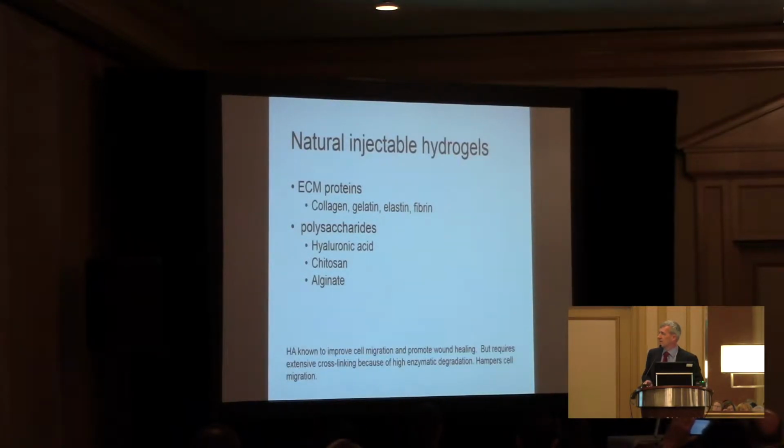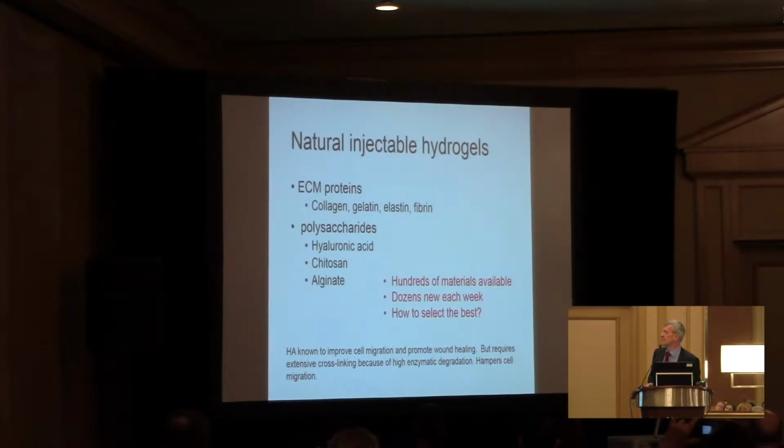Hyaluronic acid is very well known. Actually, it is part of commercially available injectable products for the folds. But one problem with HA is that it tends to degrade very quickly and to be flushed away relatively soon. And so it requires increased amounts of cross-linker to basically resist enzymatic degradation. And that increased amount of cross-linker tends to hamper cell migration.